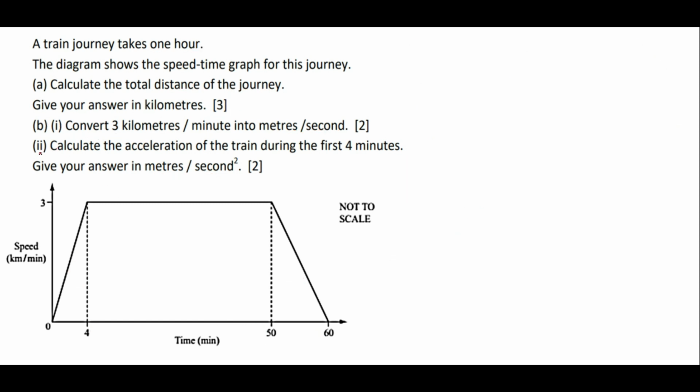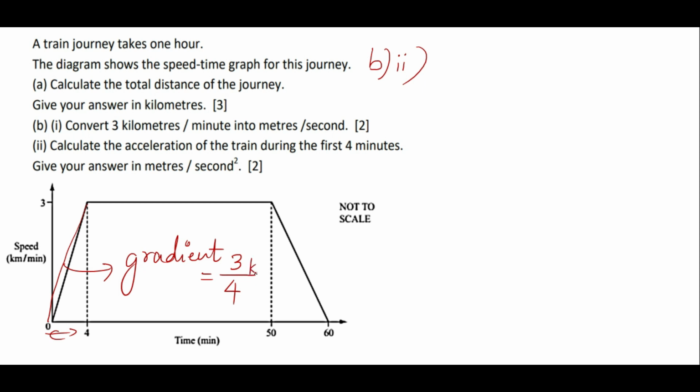Moving to part bii. Calculate the acceleration of the train during the first 4 minutes. So acceleration here, for the first 4 minutes, is going to be the gradient, and the gradient formula is change in y over change in x. So here it's 3 over 4, and the unit is kilometers per minute squared. So this is the acceleration.